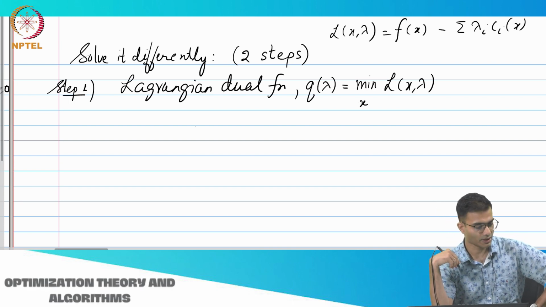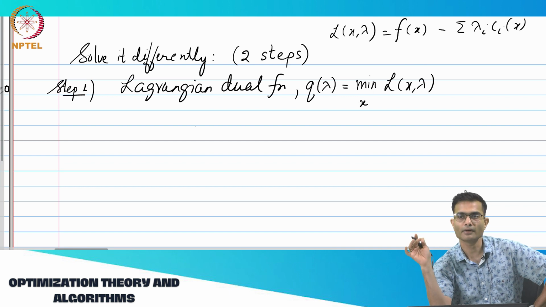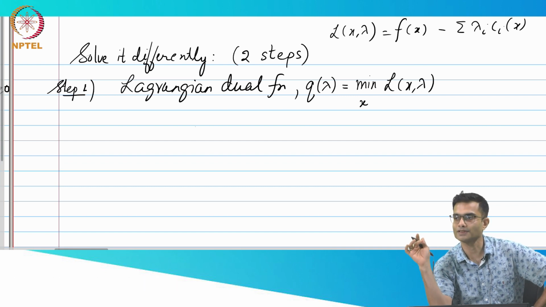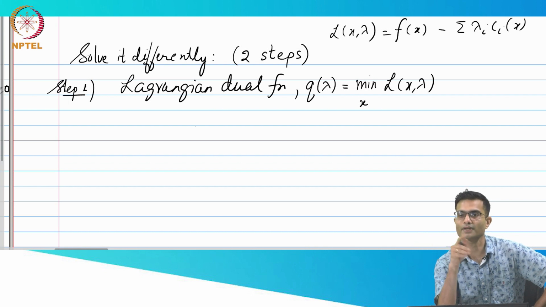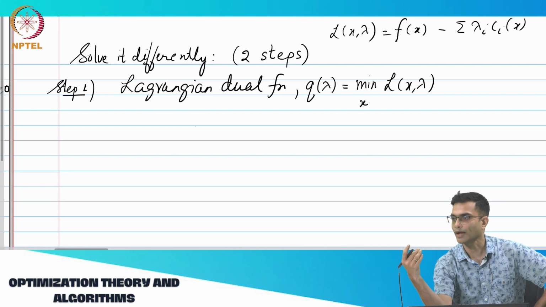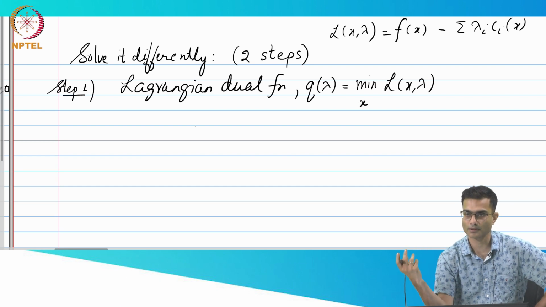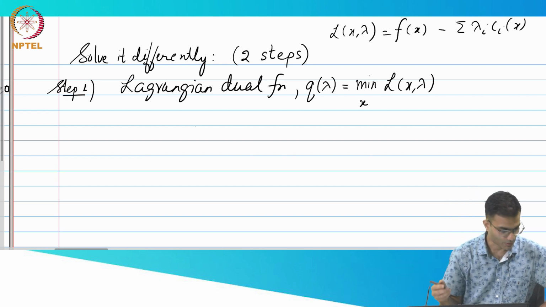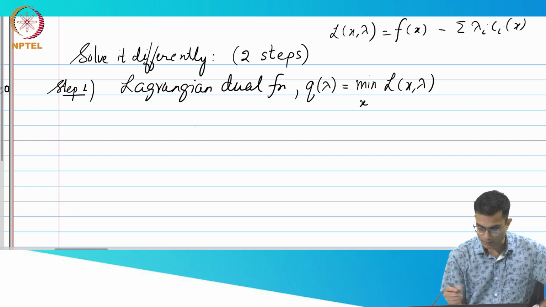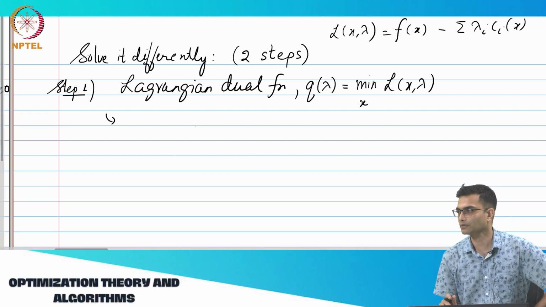So the first step is you form this Lagrangian dual function and, keeping lambda fixed, minimize this with respect to x. So for every different lambda, I'm going to get something else, right. For every different lambda, minimizing the Lagrangian with respect to x will give me some different expression, because that's how it is, okay. So let's try to solve this problem. It's a sub problem in step 1 which I have to solve.